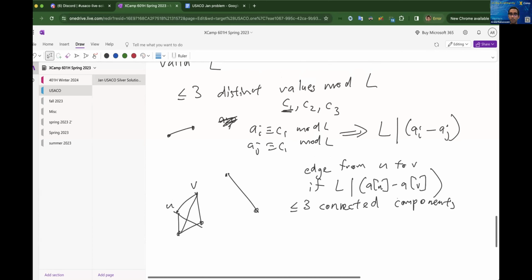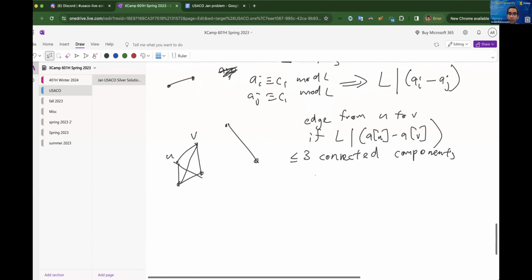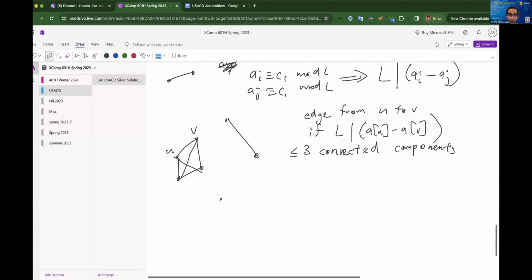One more thing: just assume the values of AI are distinct. If there are duplicates, it doesn't matter, or we can just reduce it so it's distinct. So if there's an edge from U to V if L divides AU minus AV, since there are at most 3 distinct values mod L, then there are at most 3 connected components.